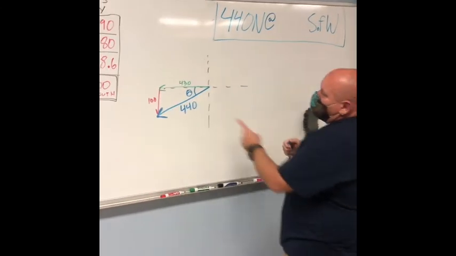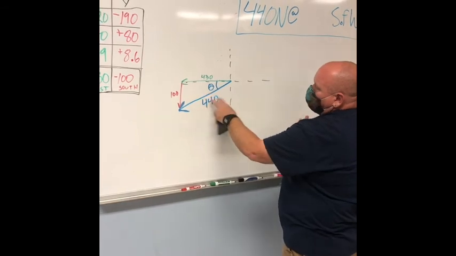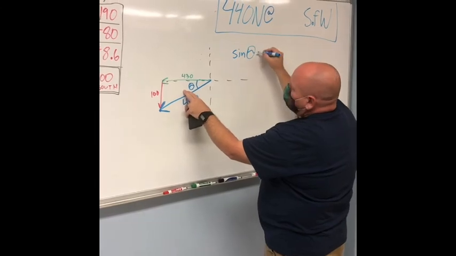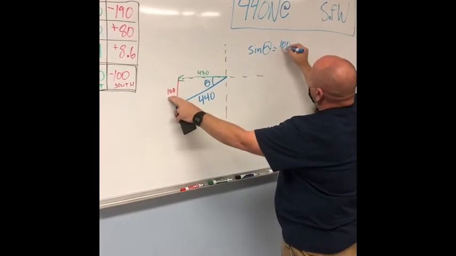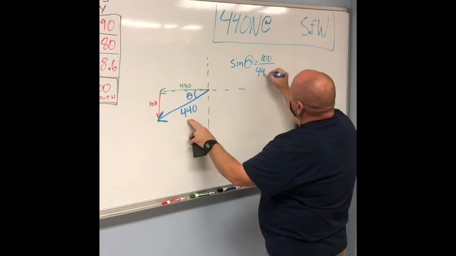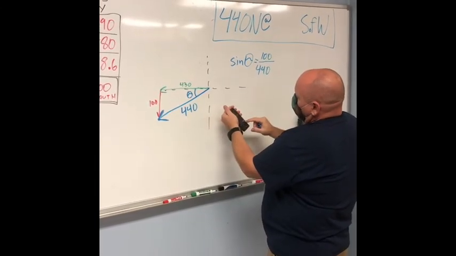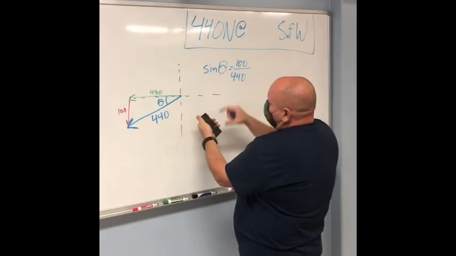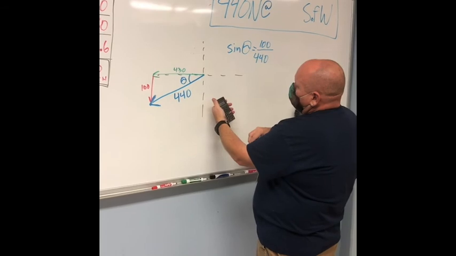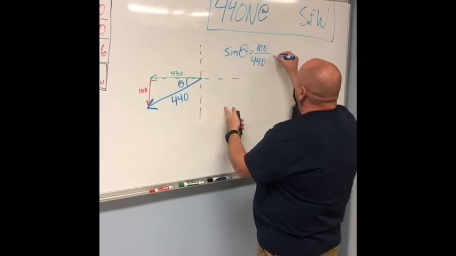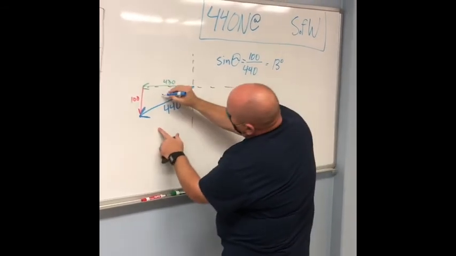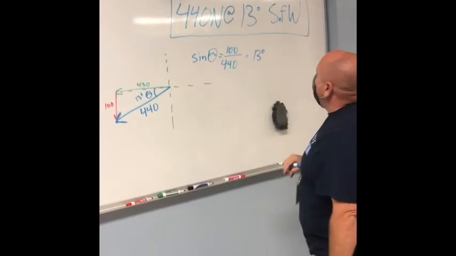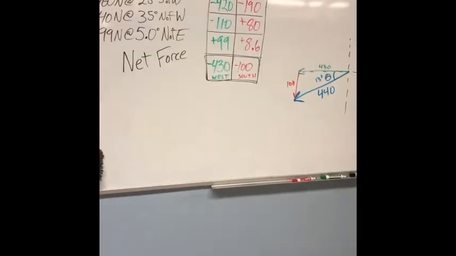Okay, now I need to know what this angle is. I'm going to go ahead and do sine. So if I want to find the sine of theta, that is going to equal the opposite divided by the hypotenuse. So 100 divided by 440. I get some decimal number. I'm not going to round it or anything. I'm just going to go ahead and take the inverse sine, and I get 13.13 blah, blah, blah. I'm just going to say 13 degrees. So 13 degrees south of west.